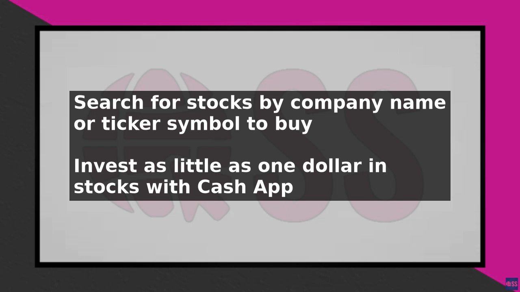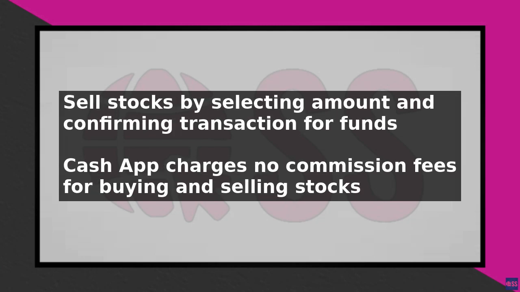Additionally, Cash App offers a feature called Cash App Investing, which allows you to invest in a diversified portfolio of stocks with as little as $1. To get started with Cash App Investing, navigate to the investing section of the app and select the Cash App Investing option. Choose the portfolio you want to invest in and the amount you want to invest. Confirm your purchase, and the funds will be deducted from your Cash App balance.